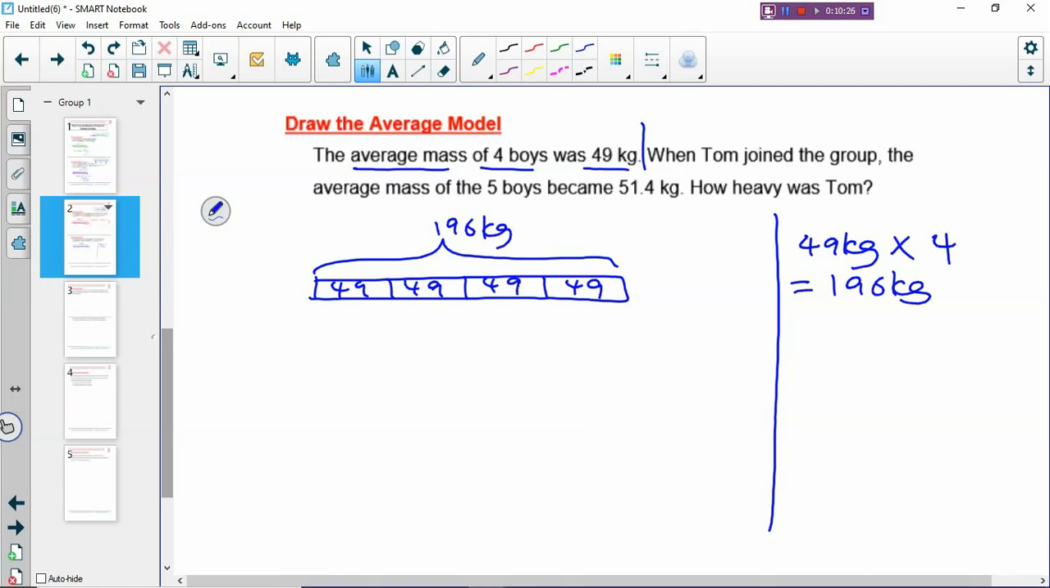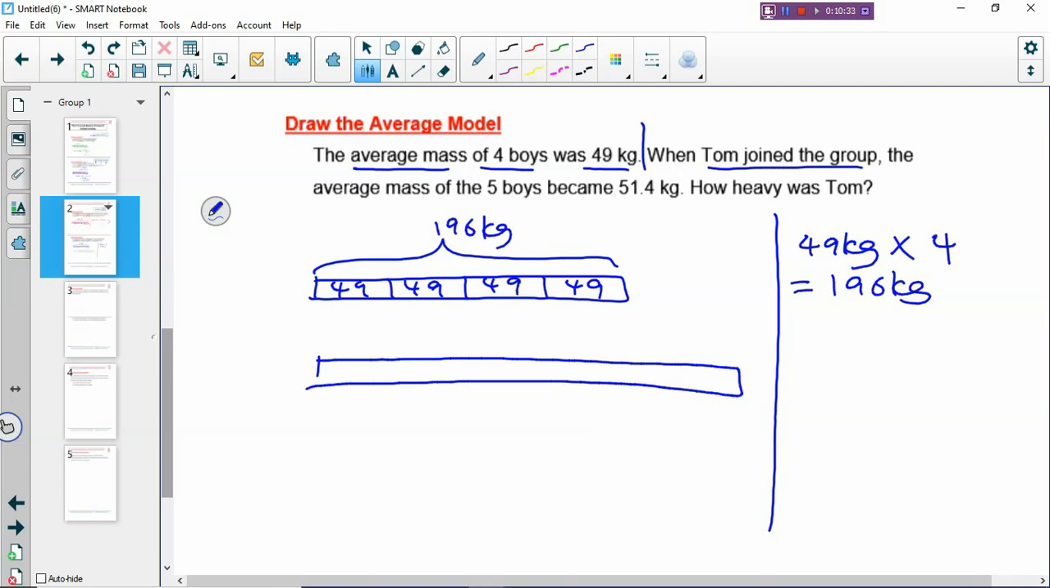When Tom joined the group, what do you think will happen to the total mass? The total mass will become longer because Tom joined the group. And then what happened to the average mass now? The average mass of the 5 boys became 51.4. So now you cut the rectangle bigger, 1, 2, 3, 4, and 5. You cut the rectangle into 5 boxes because there are 5 persons, and average means everybody is the same mass.